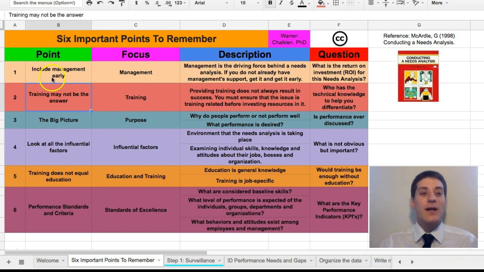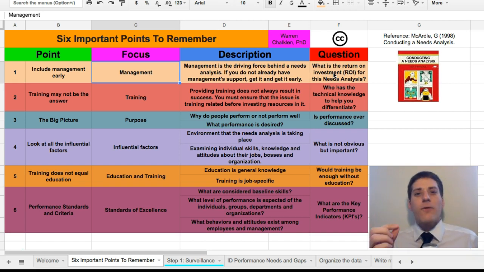The first thing is to include management early. The key thing about a needs analysis is that you can come up with the best report, or you can identify the most critical gaps, but without managerial support, your suggestions will fall on deaf ears. And so your focus needs to be on management really, really early. And the question you need to be able to answer is, what is the return on investment for your needs analysis? You have to keep that in mind as you go in.